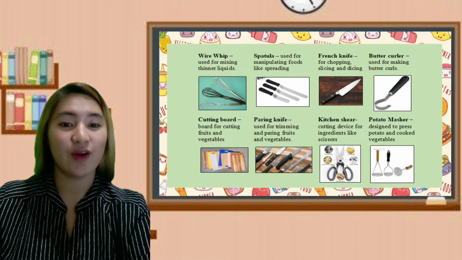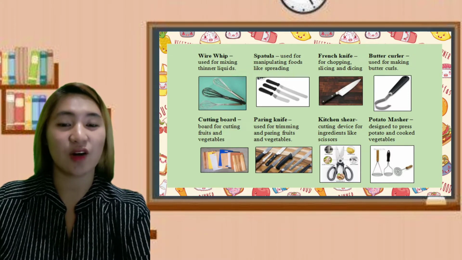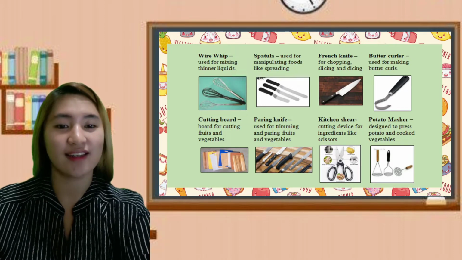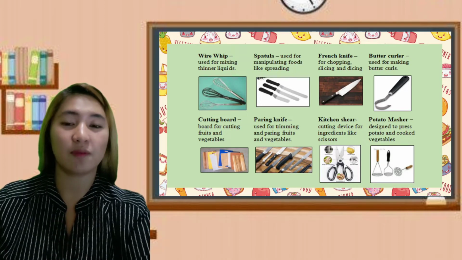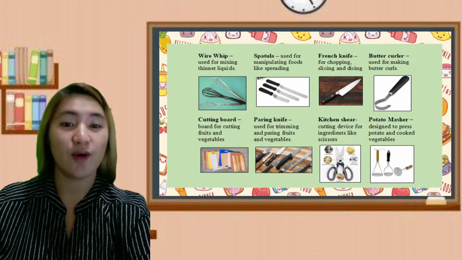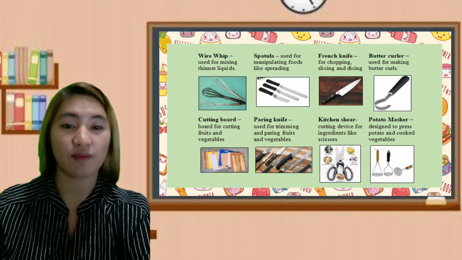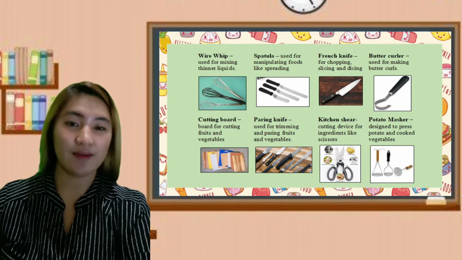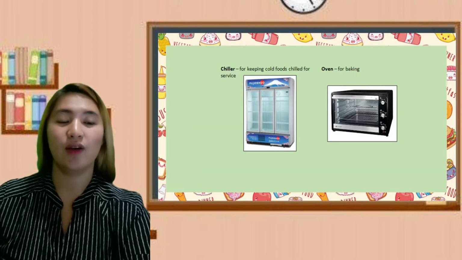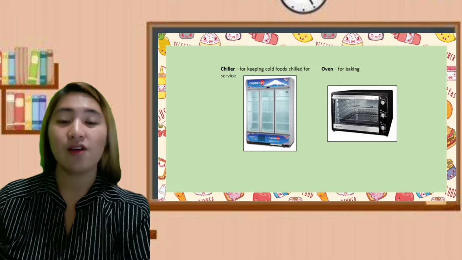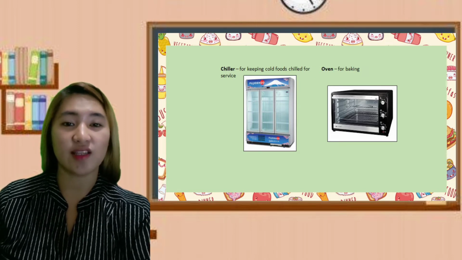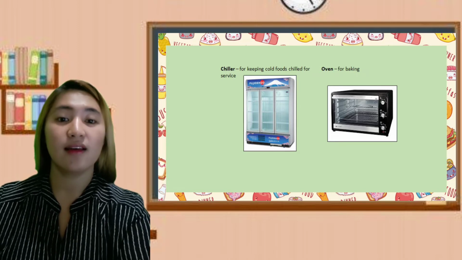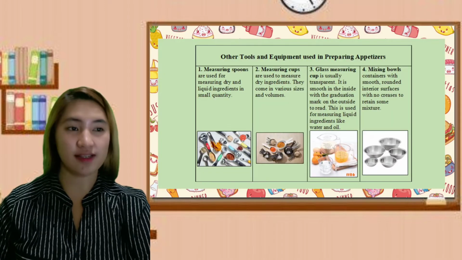Okay, Mr. Jaban, how about kitchen shears? Okay, kitchen shears is like an all-around kitchen scissor. Okay, Mr. Carranza, how about potato masher? Okay, exactly. It is used for mashing potatoes or any vegetable you want to be mashed. Okay, Mr. Mendoza, how about chiller and oven? Okay, exactly. Chiller is used in storing food and oven is used for cooking or baking.